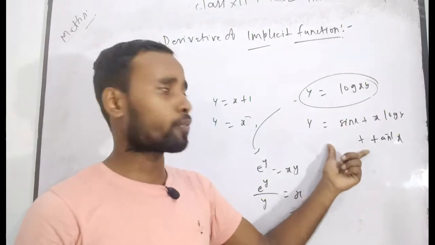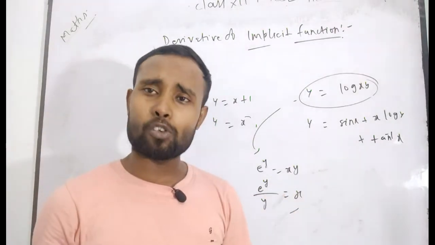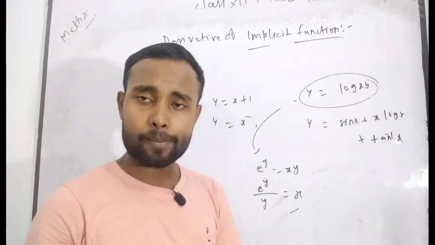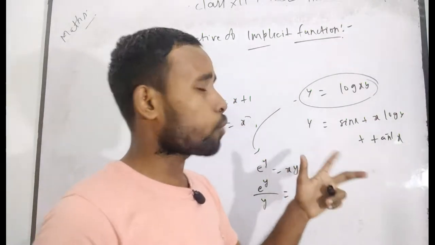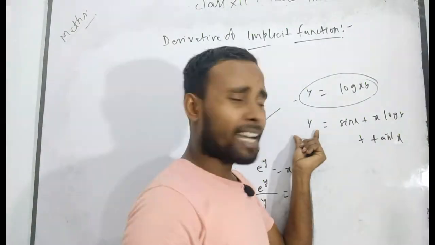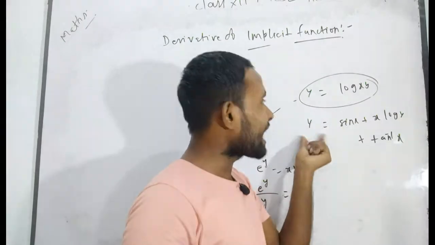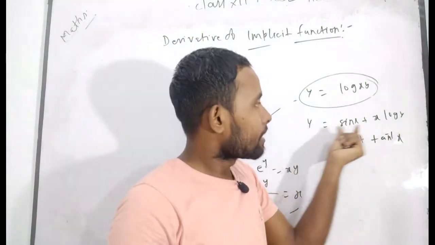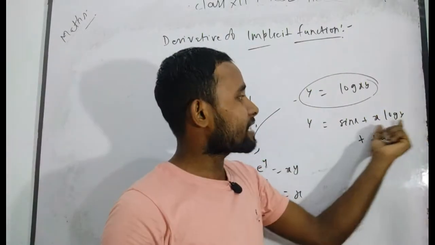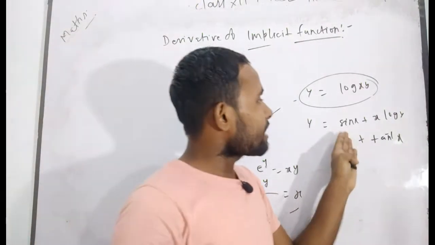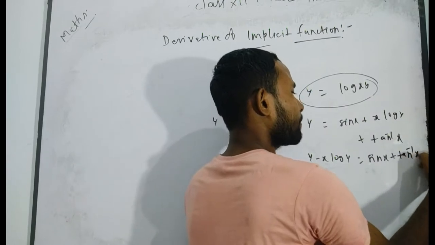Now see the fourth function: y = sin x + x log y + tan inverse x. Can you express y completely in terms of x? No. Why? Because when you try to express y in terms of x, you get y here and another y inside the log, multiplied by x. Taking it to the left side, it becomes y - x log y = sin x + tan inverse x.